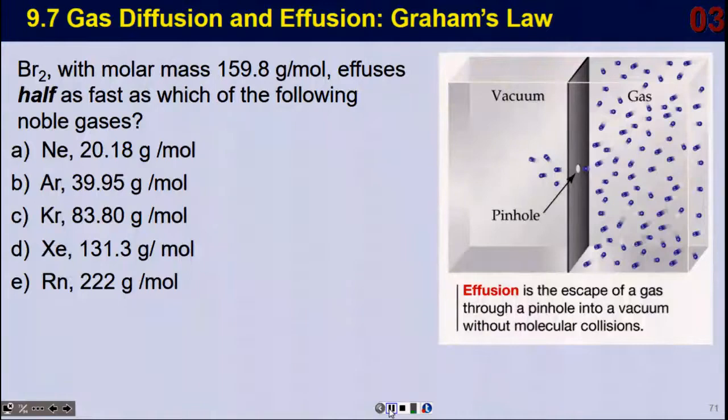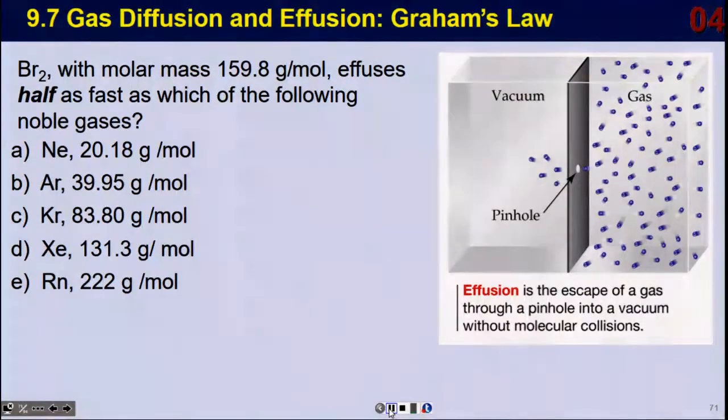Okay, now we're going to use this law and do some calculations. You heard it coming. And so bromine is a gas. If you let it warm up, there will be vapors, and it has the molar mass shown here. Effuses half as fast as one of the noble gases. So how in the world do we set up this calculation?